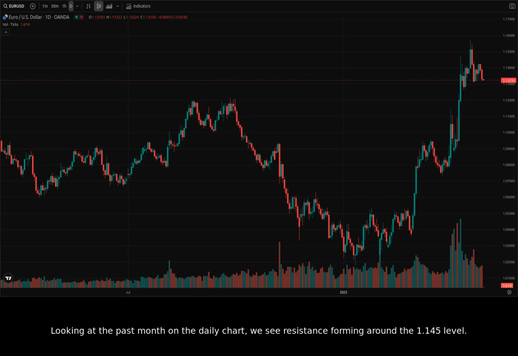Looking at the past month on the daily chart, we see resistance forming around the 1.145 level. Support seems to be around the 1.08 level, and it has bounced in that region a number of times. The pair is currently trading near the middle of this range, indicating some indecision in the market.